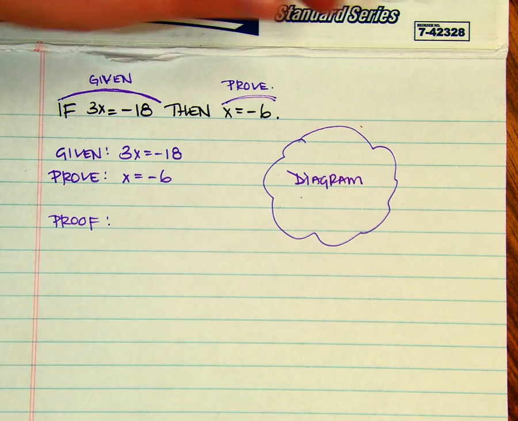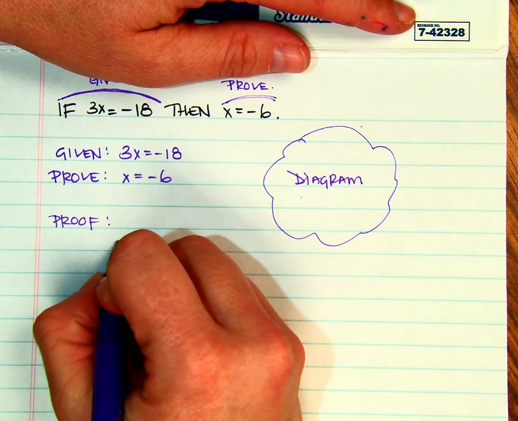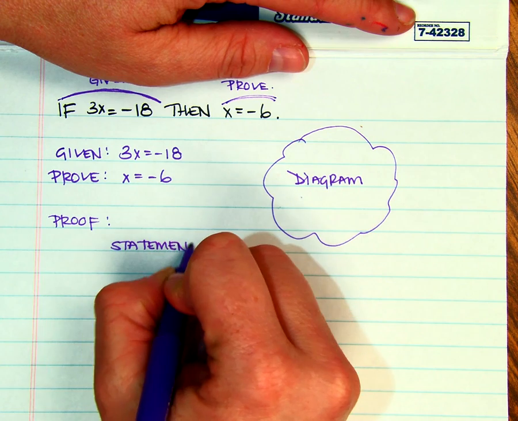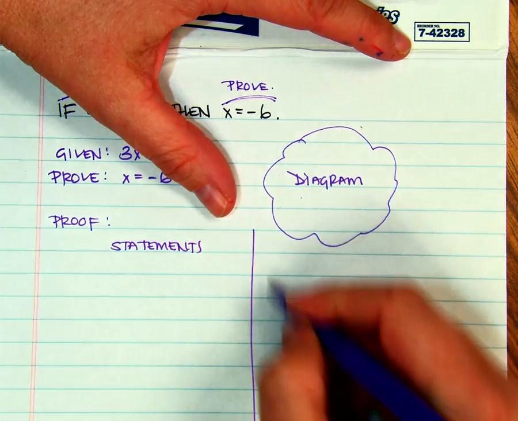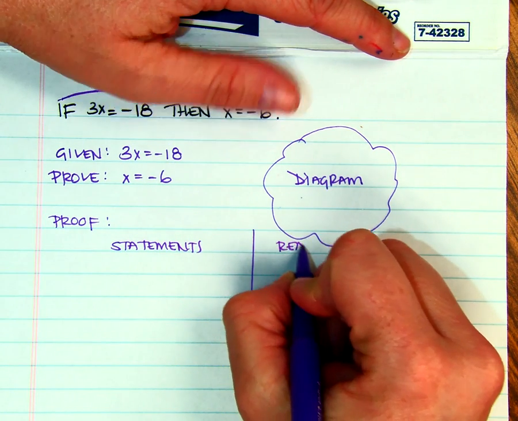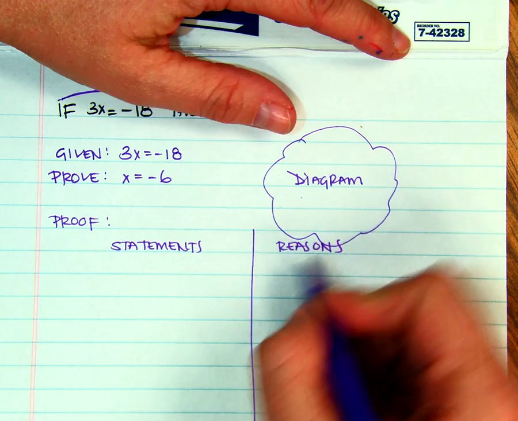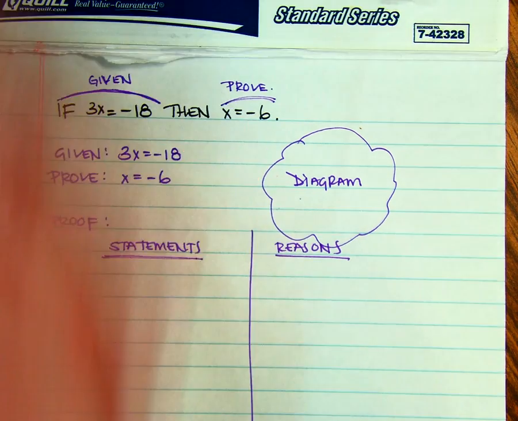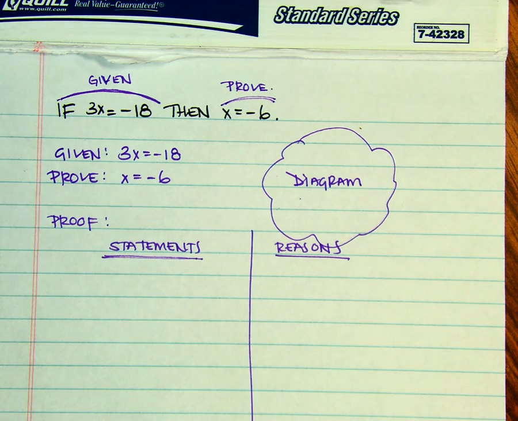And then when we are proving it, you're going to have two columns. You're going to have a statement column and a reasons column. Now, there are different types of proofs. I think as a math department, we have adopted that we prefer the two-column proofs. There's also ones that are called paragraph proofs, and there's also flow proofs.